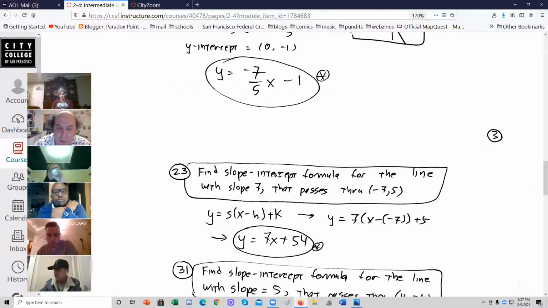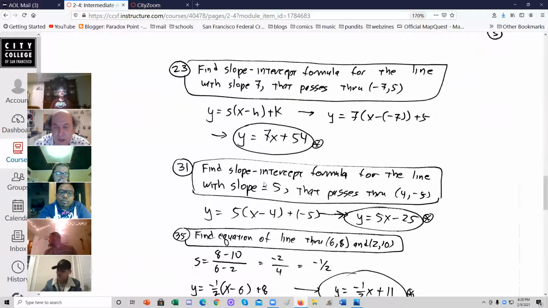Now here we want a slope-intercept formula for the line with slope 7 that goes through negative 7 by 5. So here we can use the point-slope formula. The slope is 7, h is negative 7, 5 is k. All right, so we plug it in. y equals 7 times x minus negative 7, all that plus 5. Now you turn the minus negative to plus. 7 times 7 is 49, plus 5 is 54, and so y equals 7x plus 54 is the slope-intercept form.